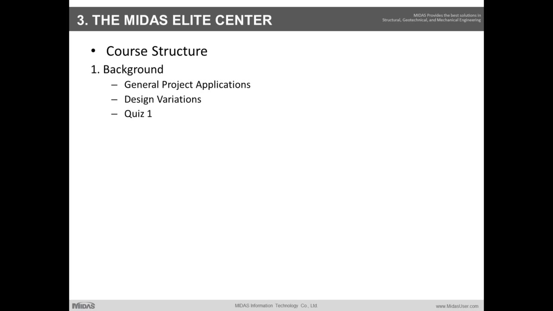Okay, so our course structure for each session follows a very rigid guideline. As far as the background, first we'll talk about general project applications. For example, if we're talking about slope stability analysis, we'll talk about what it's used for in the field. Also design variations, so different ways that this type of project is designed or used. And then also there will be a quick quiz.